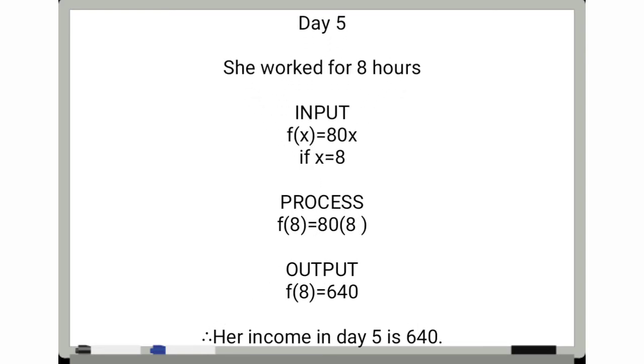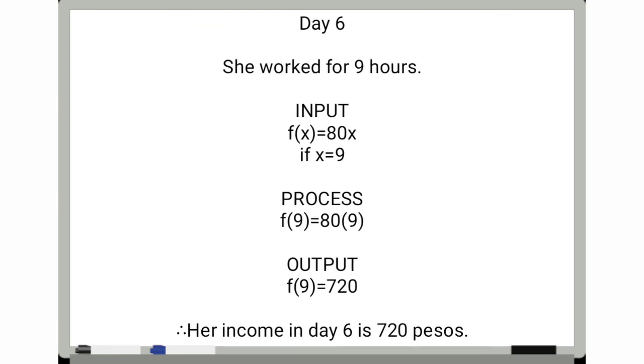In day 5, she worked for 8 hours. Our input is f of x equals 80x. If x is equal to 8, our process is f of 8 equals 80 times 8. Our output is f of 8 equals 80 times 8 equals 640. Therefore, her income for day 5 is 640 pesos.